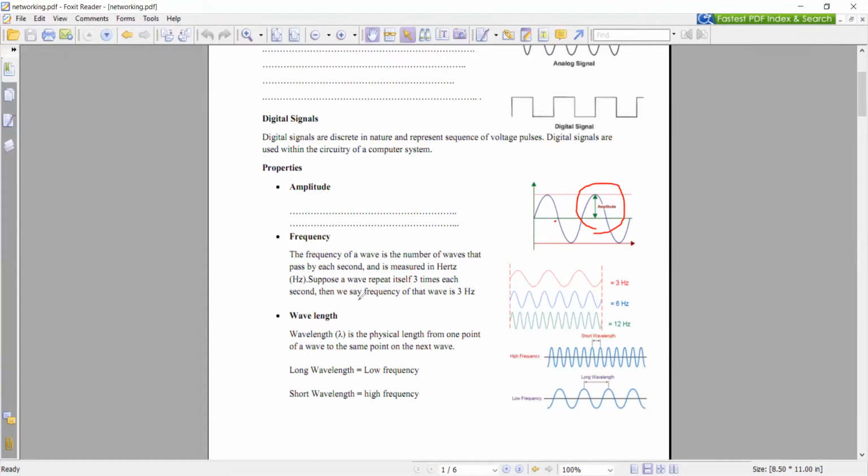Then look at the frequency. The frequency of the wave is the number of waves that pass by each second. When you take a second, if you have that, you can highlight that part. So when you take a second, how many waves are passing, right? And it's measured in hertz. Suppose a wave repeats itself 3 times each second, then we say the frequency of that wave is 3 hertz.